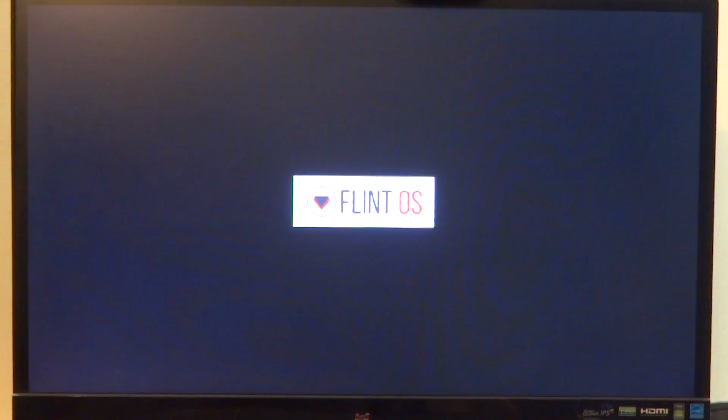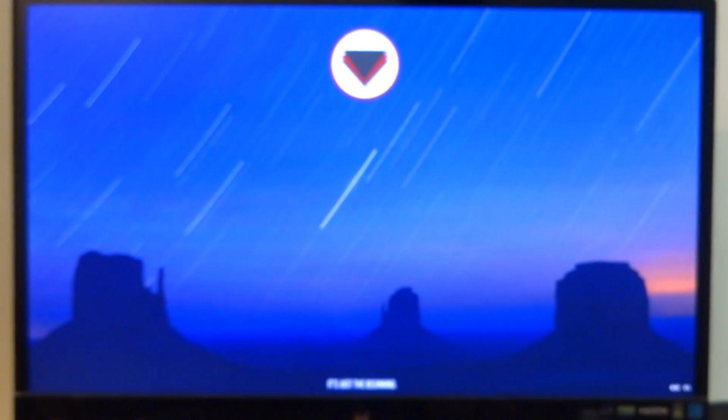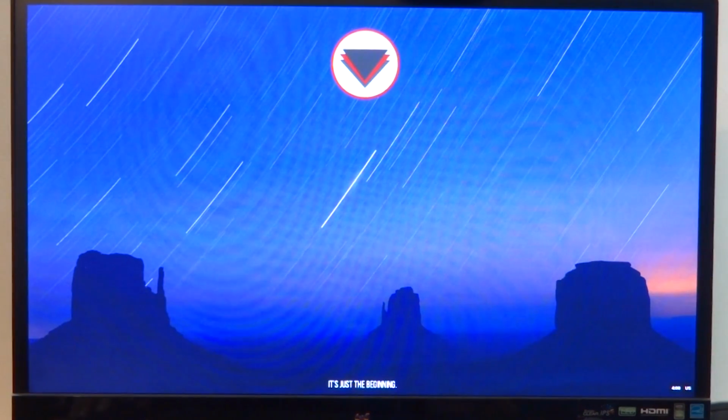Since the sudden disappearance of the Chromium for SBC project, we haven't had a stable build of Chromium OS on the Raspberry Pi until now. Flint OS seems to have picked up where Chromium OS on SBC left off. This brings us to Flint OS version 0.2 for the Raspberry Pi 3.